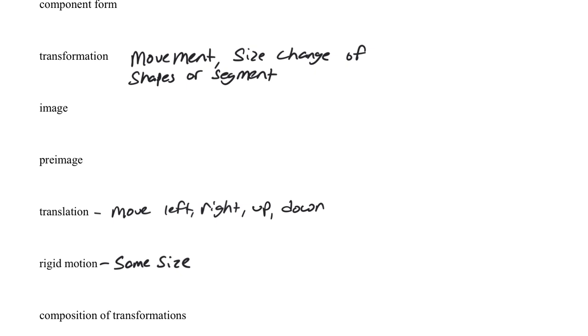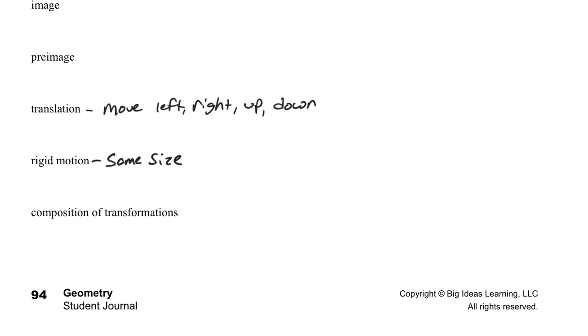We can also rotate it, like turn something upside down, or reflect it like a mirror reflection. And then we can have what's called a composition of transformations. This is where we have two or more transformations that happen at the same time.